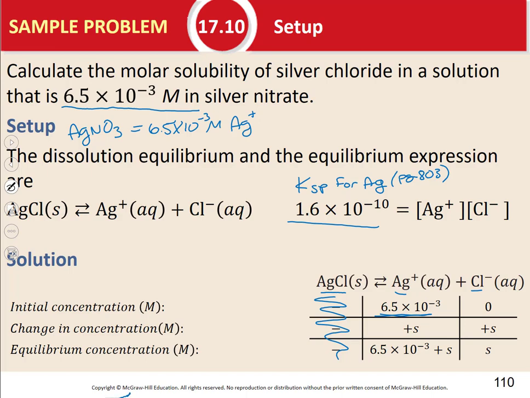Chloride starting with 0, plus S, plus S. Now we plug that in here: 6.5 times 10 to the negative 3rd plus S for silver, and then just S for chloride. To make our math easier, and we assume S is small, we're going to ignore that plus S. So 1.6 times 10 to the negative 10 is equal to 6.5 times 10 to the negative 3rd, ignoring the plus S, just times the S on the end.